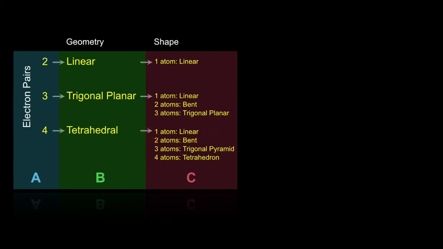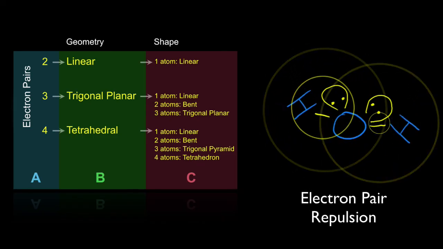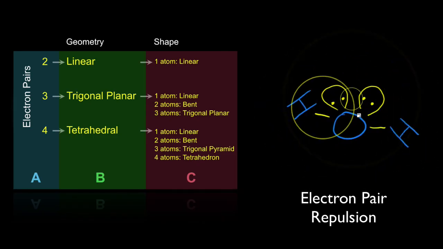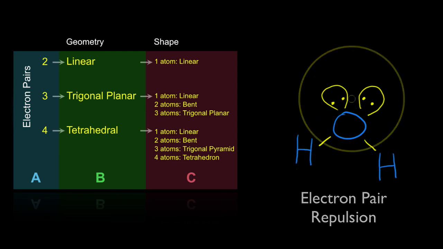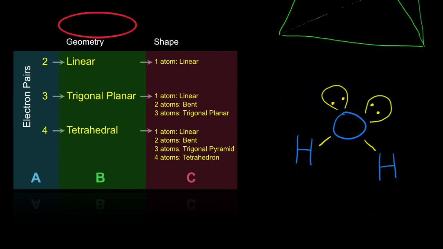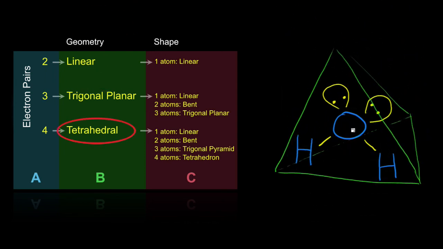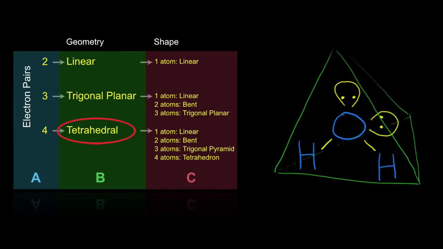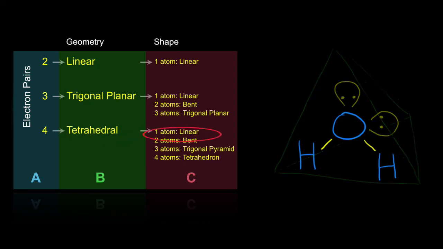To wrap up, electron pairs, be they bonding or non-bonding, repel each other and want to be as far apart as possible. This results in a particular geometry. It's from this geometry that you're but one step from figuring out the molecule's shape, which you get by focusing only on its atoms.